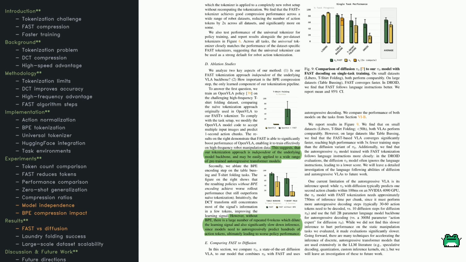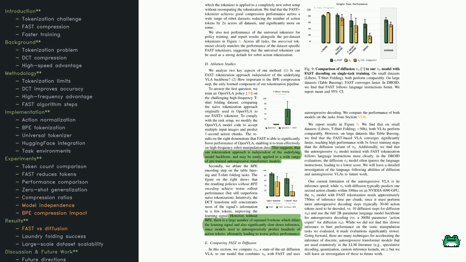But what about byte pair encoding? How big a difference does that make? They dropped BPE in some experiments to see what happens. On tasks like table bussing and t-shirt folding, performance got worse without it. Why? DCT often outputs many zero coefficients, which become repeated tokens that don't carry extra information. BPE merges those repeated elements, reducing token load and speeding up inference.